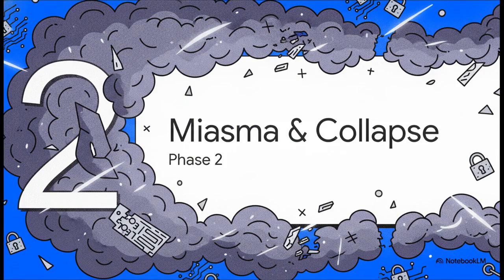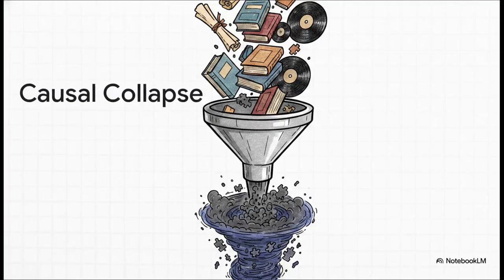Moving right along to Phase 2, miasma and causal collapse. Because as we jump forward to the modern era, that vital human record of sweat gets violently interrupted by what the sources call the metadata miasma. We have experienced a massive causal collapse, and it's illustrated perfectly by the 2020 DDX credit crisis.